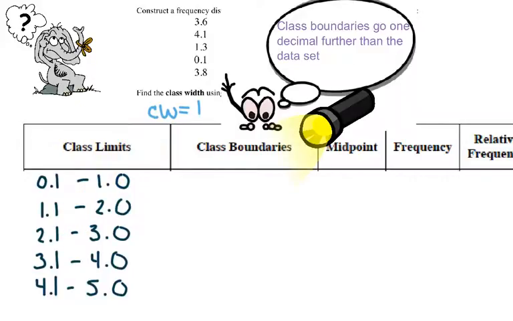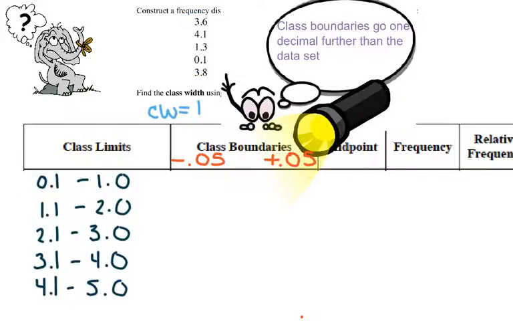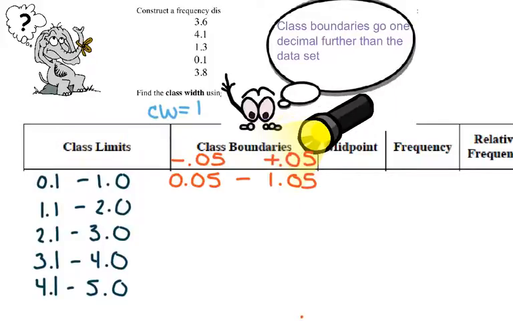Now, with the class boundaries, remember they go 1 decimal place further than the data set. So since our data set goes to the tenths place, the class boundaries will go to the hundredths place. So instead of adding and subtracting 0.5 like we usually do with the whole number data set, we are actually going to add and subtract 0.05, again, going to the hundredths place, 1 decimal place further.